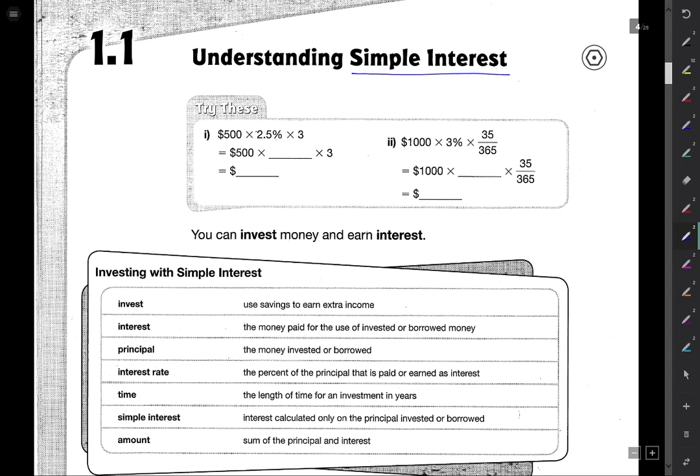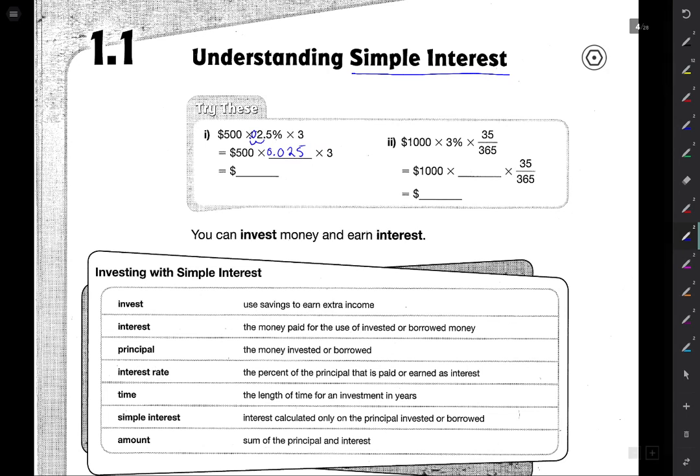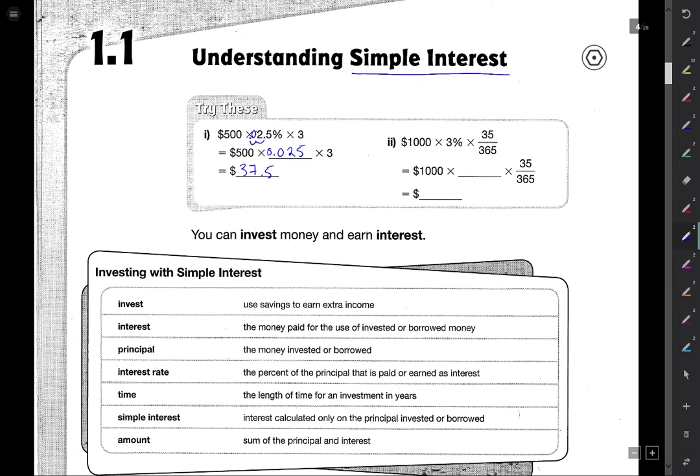So in order to multiply a percent, you need to change it to a decimal. And how we do that is we take the decimal point and we move it over 2 decimal places. So then a 0 would go here. So the decimal of 2.5% would be 0.025. So in your calculator, you're going to do 500 times 0.025 times 3, and you should get 37.50 or 37.5 or $37.50. So I put this last 0 here because we're writing it as a dollar amount.